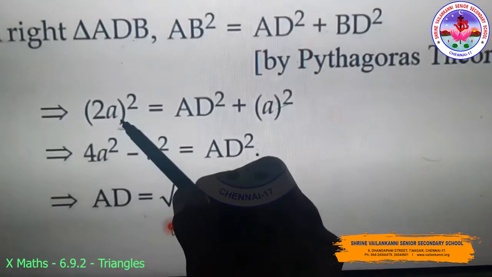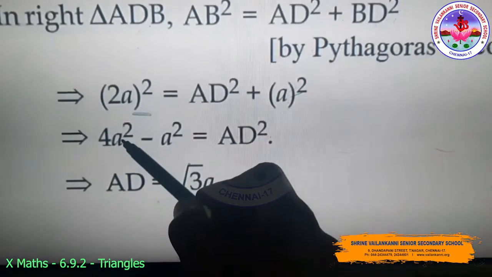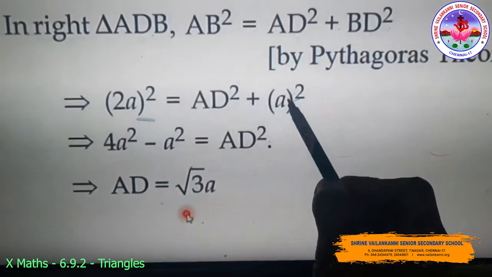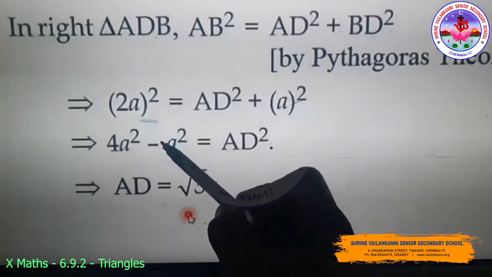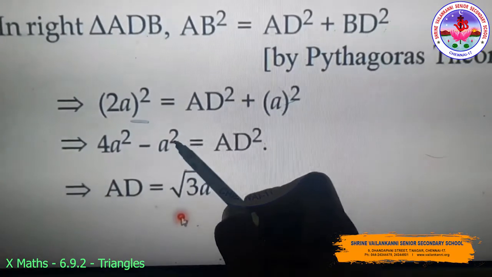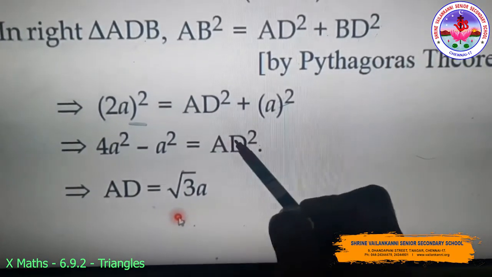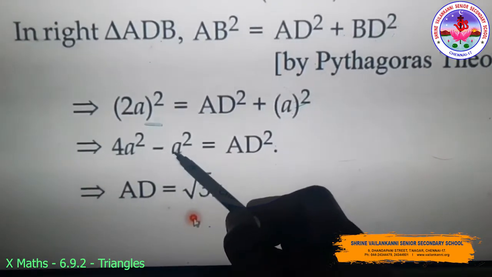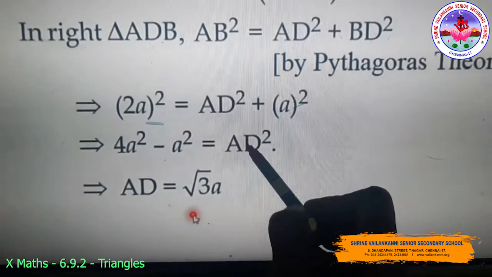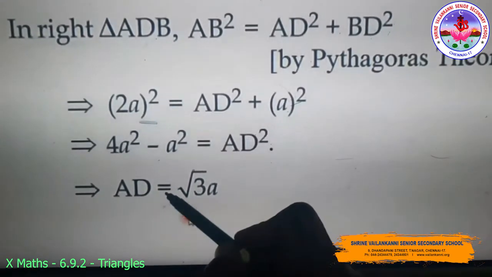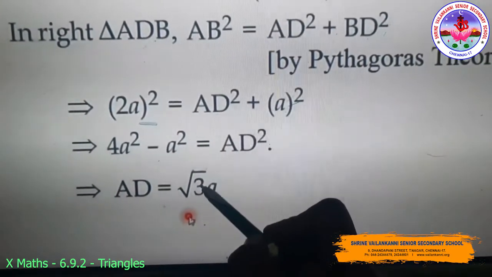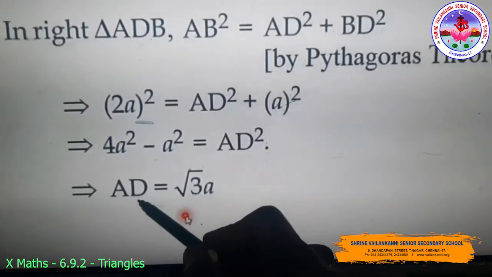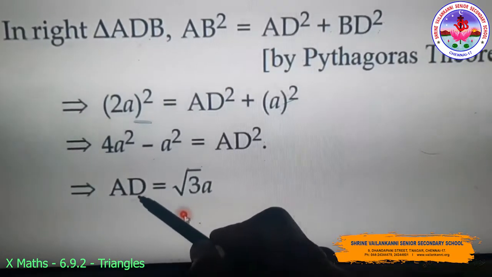So when I expand, I will get 4A squared, and bringing this plus A squared to the other side, I will get minus A square, which is equal to AD square. So 4A squared minus A squared will be 3A squared, which is equal to AD square. So AD is equal to square root of 3 times A, which will be the length of the altitude.